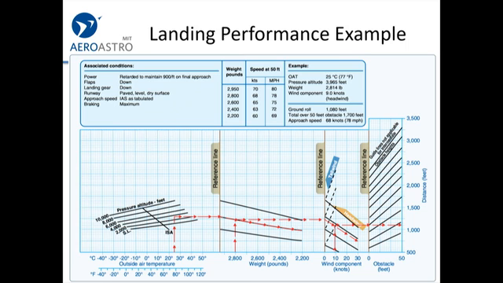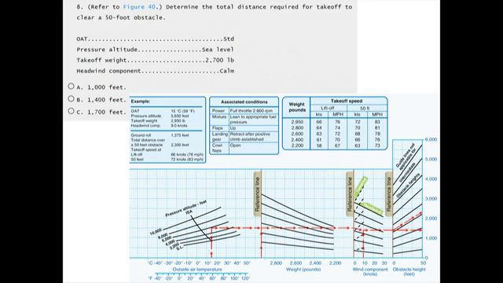Okay, landing performance is a pretty similar kind of chart. I'm not going to go through this exactly, but you can see they're giving you the worked example. And you come up with, let's see, a little over 1,000 feet of ground roll and 1,700 feet, they claim, to clear a 50-foot obstacle.